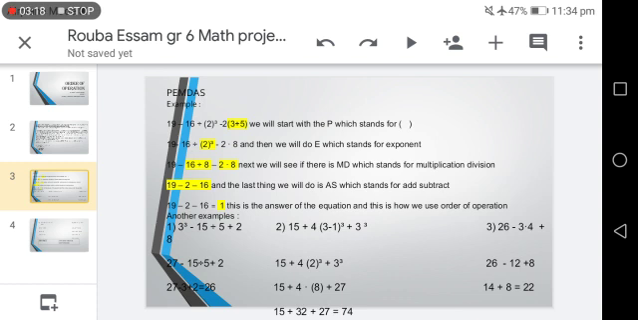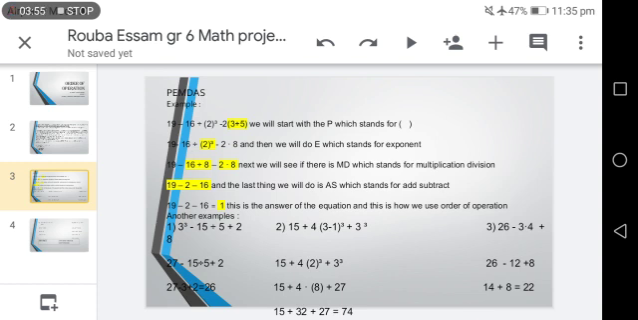For the third thing, we do MD, which stands for multiply and divide. We have division and multiplication. 16 divided by 8 is the division, and 2 multiplied by 8 is the multiplication. We start from the left. So 16 divided by 8 is 2, and 2 multiplied by 8 is 16.